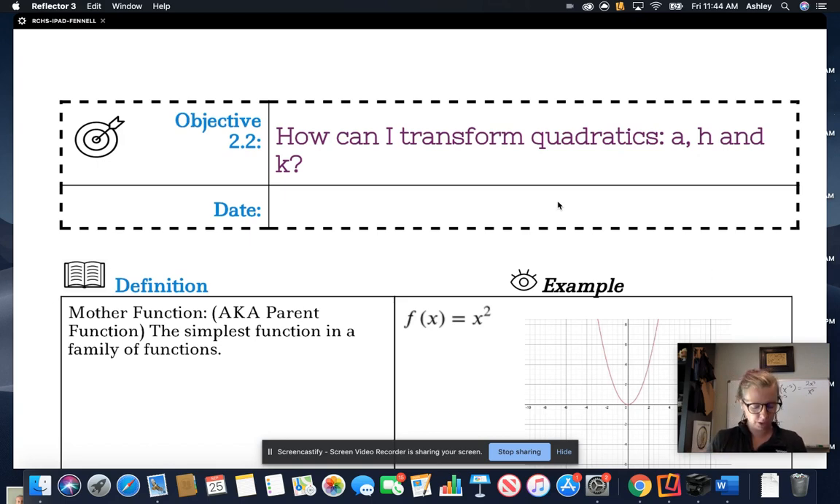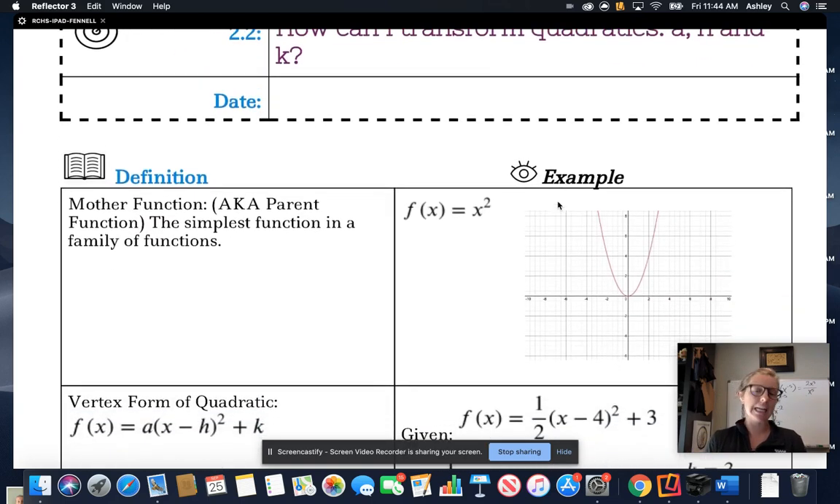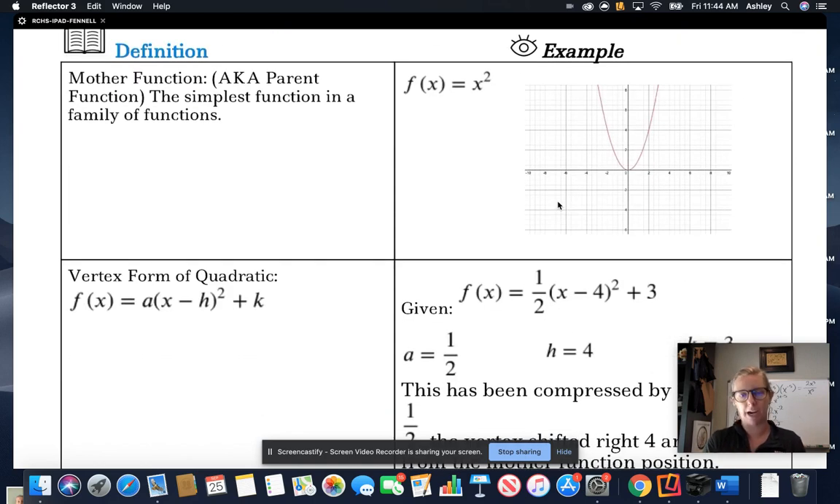So what is a mother function or a parent function? It is the simplest function that represents a family of functions. So for example, when we're talking about a quadratic, the simplest, most basic version of a quadratic is just simply x squared. So we would call this the mother function of the quadratic.